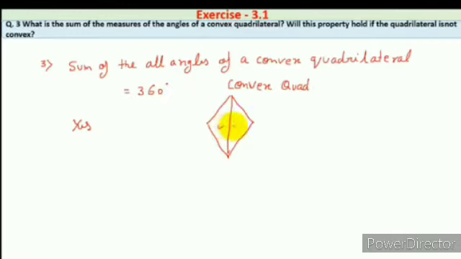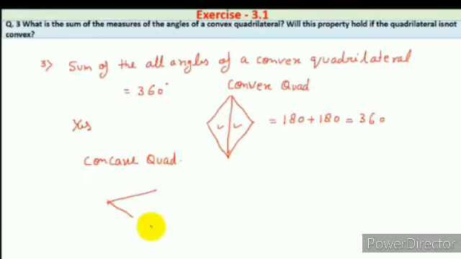This is a convex quadrilateral. If we draw one diagonal, we will get two triangles. So we know that the sum of all angles of a triangle is 180 degrees each. So 180 degrees plus 180 degrees gives 360 degrees. So the sum of all angles of a convex quadrilateral is 360 degrees.